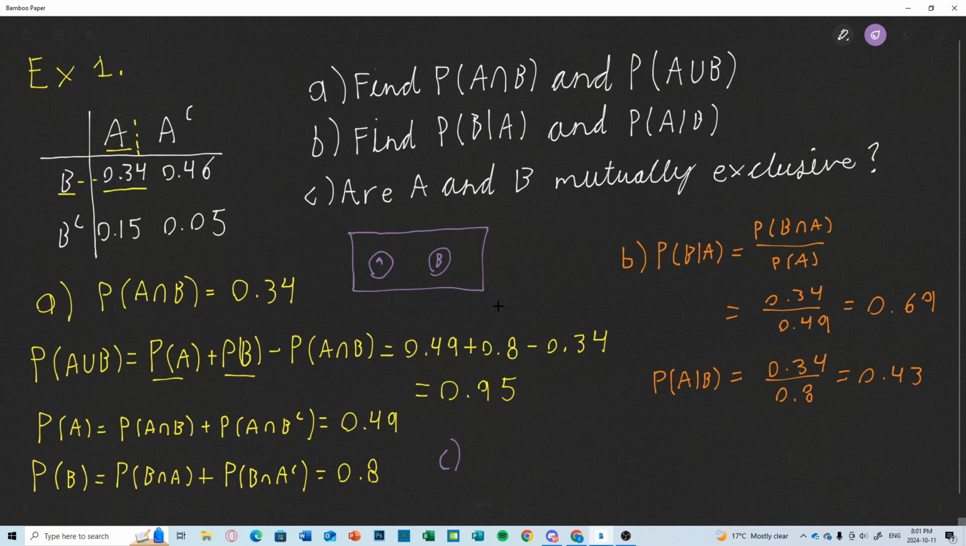But if you remember from part A, we do have an A and B, meaning that our A and B cannot be mutually exclusive because our probability of A and B does not equal 0. Therefore, no, they're not mutually exclusive.